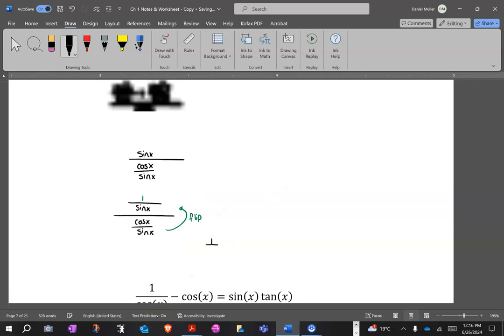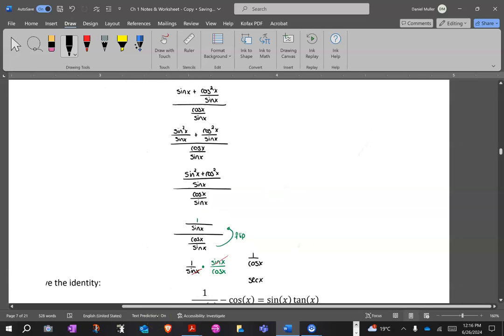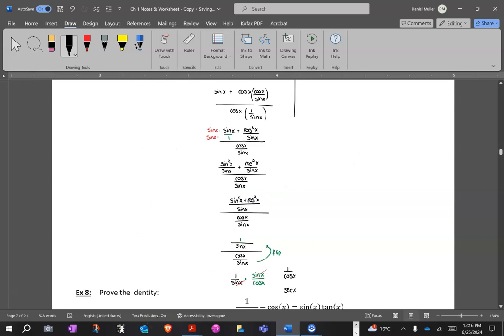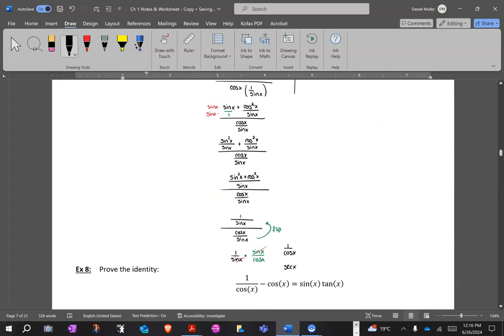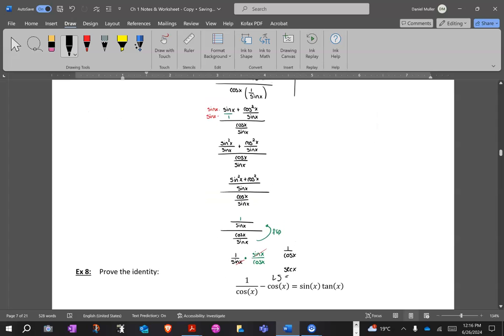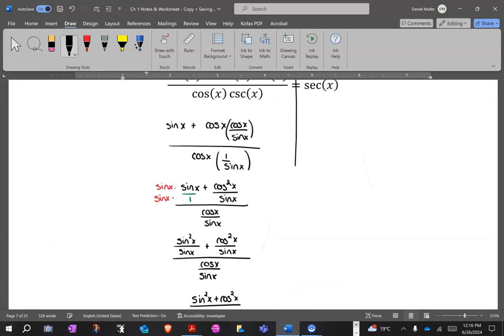And that is just the definition of secant x. So is that my right side? I'm going to have to zoom out here. There's a lot that went on. It is secant x. So I've done it. I've proved it. It becomes left side equals right side. I'm going to have to clean this up for the actual key, but that's everything. That's a lot of work that we did.